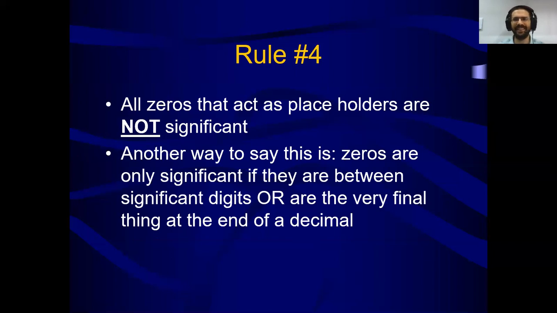Another way to say this is zeros are only significant, rule number 2, when between significant digits or at the very final end of a decimal. So remember, if there are placeholders to the left of the decimal and they're not between significant digits, they are insignificant, or not important.